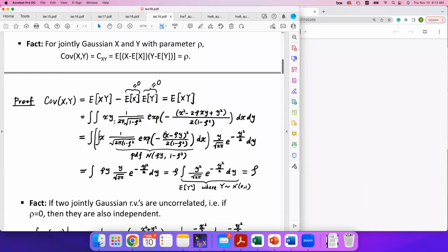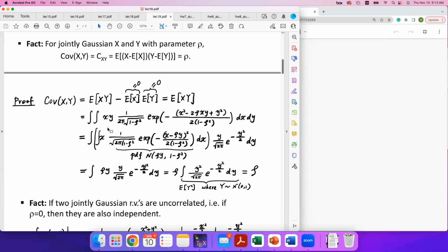But to calculate this double integration, we move all the terms that depend on X inside. So the inner integration only depends on X, and everything about Y we put outside. That is the outer integration. By doing so, you realize that the inner integration is a Gaussian PDF with mean rho times Y and variance 1 minus rho squared.